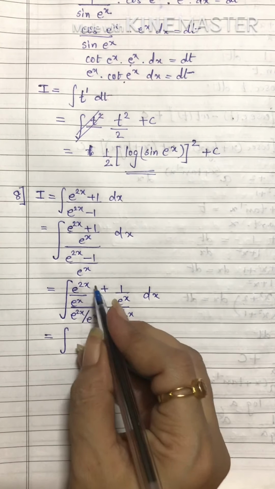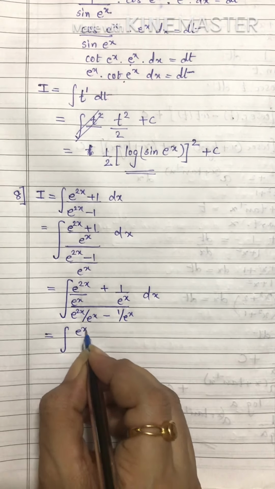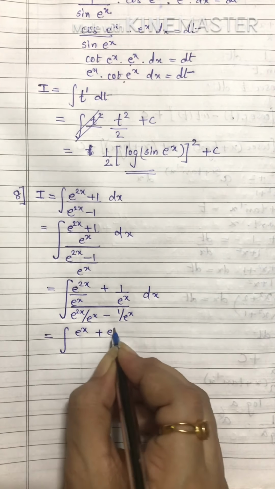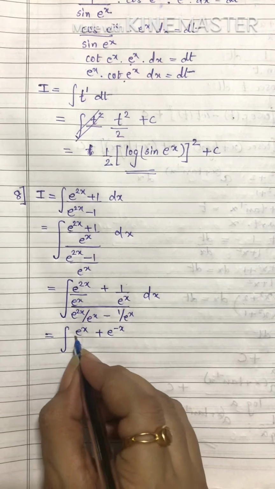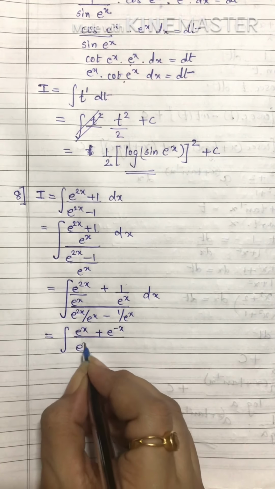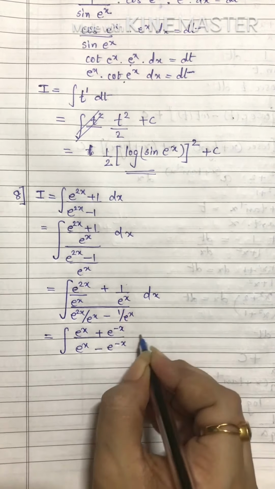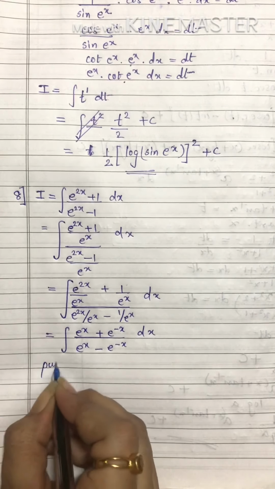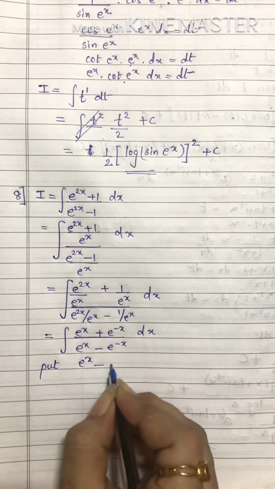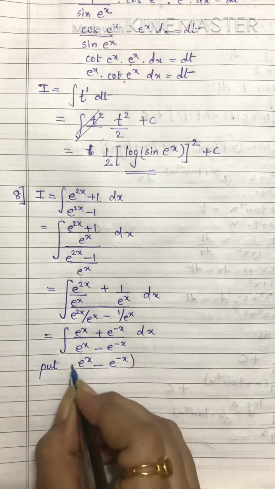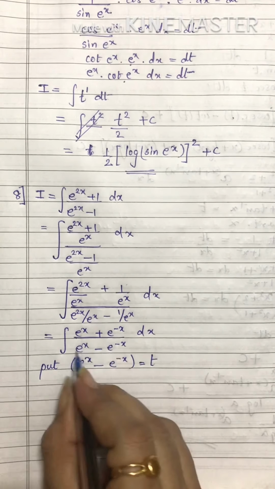How? Let's check. Okay, so next I will get e raised to 2x upon e raised to x, means e raised to 2x minus x. That will give you e raised to x plus e raised to minus x. I am taking this out. Same way here, e raised to x minus e raised to minus x. Okay, so we'll use substitution here. e raised to x minus e raised to minus x as t, this denominator.